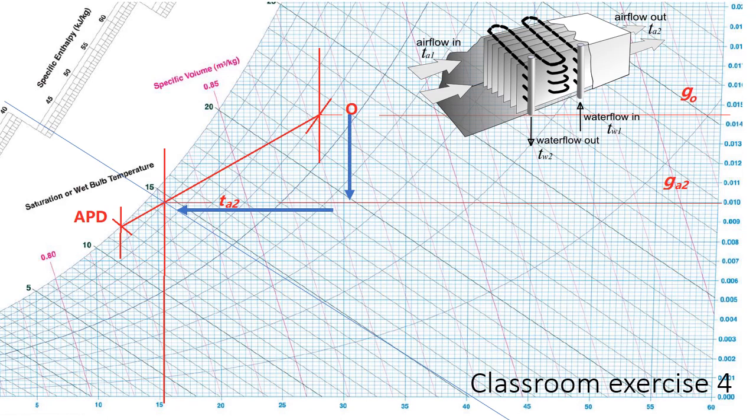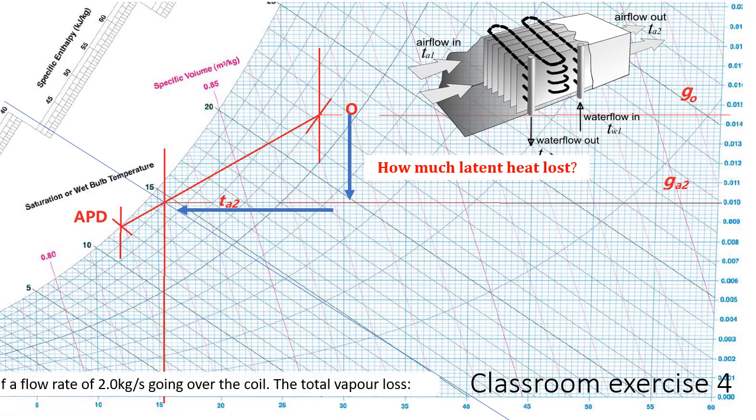Now, how much can we calculate? Use the formula we learned before. So how much latent heat lost? Overall, the flow rate we calculated already. So this is the mass flow rate. What we calculated earlier is mass flow rate multiplied by delta G. Right? That is how much moisture lost. Now, if we multiply by the heat of evaporation, we can turn that amount into heat.